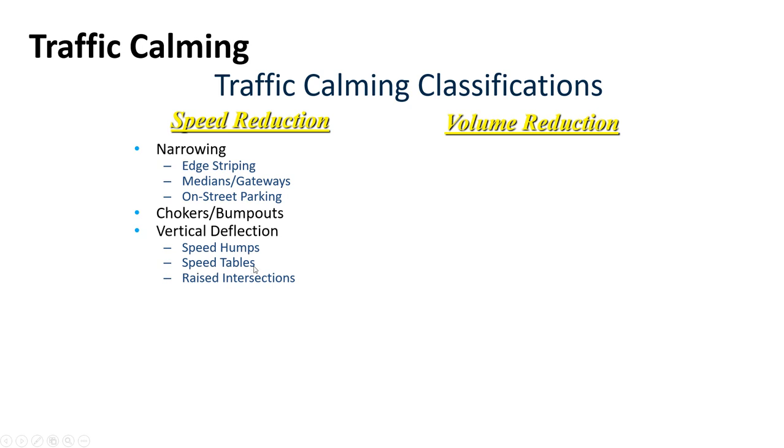A speed table is a raised spot, usually where a crosswalk comes across. The entire crosswalk is raised, and so you'll have a raised section coming up to it, and then you cross and then back over. And then you can do the entire intersection. You can raise the entire intersection. So as you come up to it near the stop bar, it bumps up 4 inches or so, usually concrete. And then through the center of the intersection, it's higher. Well, you can't blast through that intersection at speed.